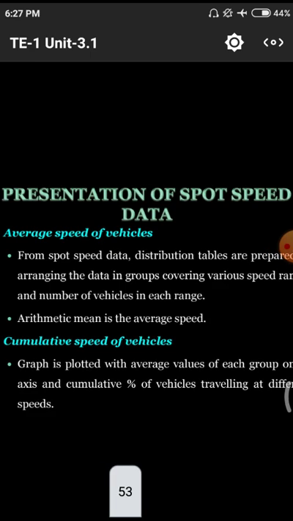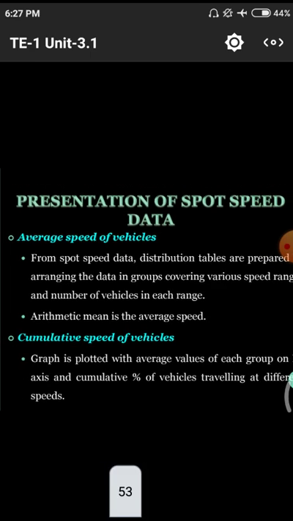Next is the presentation of the spot speed studies. We mainly have the average speed of the vehicles and the cumulative speed of the vehicles. Average speed means the speed over a particular length of road. We have national highways that run for thousands of kilometers, but we don't calculate for thousands of kilometers. We have to go for a small span of length, that means 5 kilometers or 2 kilometers. We need to calculate like this.